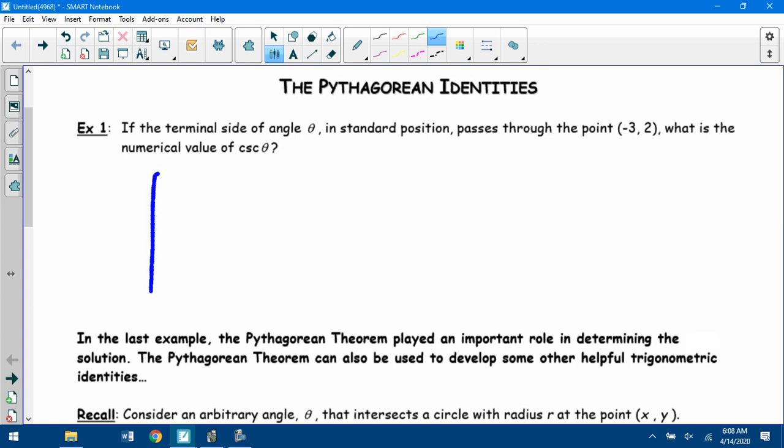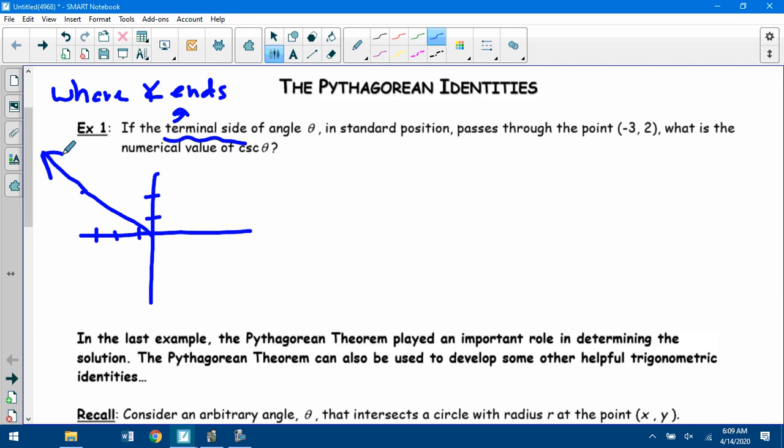Well, anytime they ask you to find one of these trig functions, you draw a picture. That should always be your first thought. If I need to evaluate a trig function, I need a picture. Terminal side, you've seen that before. What does that mean? Basically, it means where the angle ends. So the angle ends in quadrant 2 because it passes through the point negative 3, 2. So if the terminal side goes through that point right there, you're in quadrant 2.